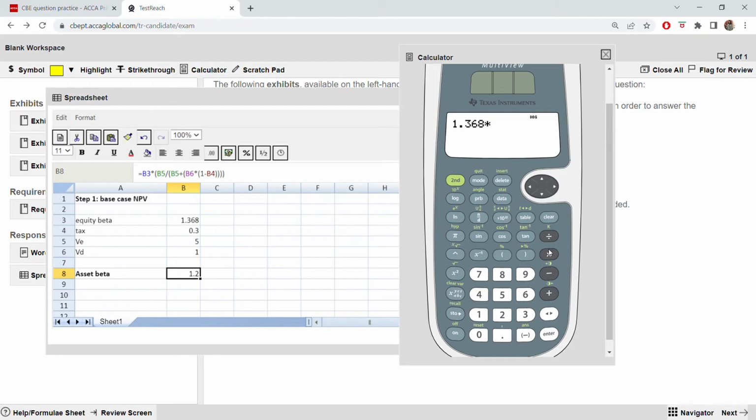1.368 multiply by, what is the number? 5. Divide by. When you want to go like this, the arrow will help you, and then bracket. Again you want to come like this, again bracket. 5 plus, again bracket. 1 into, again bracket. 1 minus 0.3, close the bracket, enter. You see, but so many brackets you have to put. That is the confusing thing.